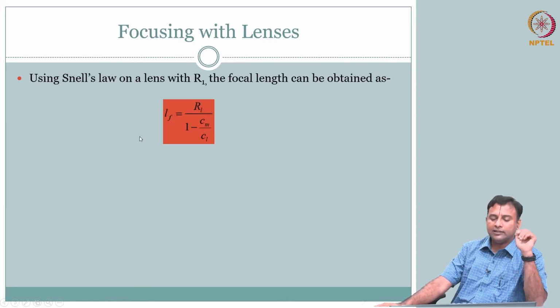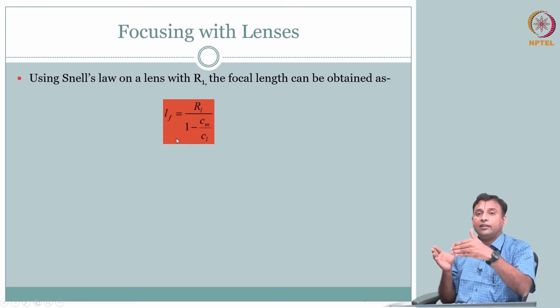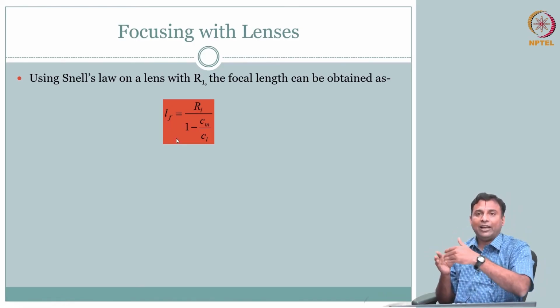So what this does is, you can use the same Snell's law. If you do that, you can get your L_F, length of focus, given the geometry, right? You have your R_L, so you can get R_L by 1 minus C_m by C_l. So this is fine. What are we interested in? What is at L_F? This is where the beam profile is narrow.